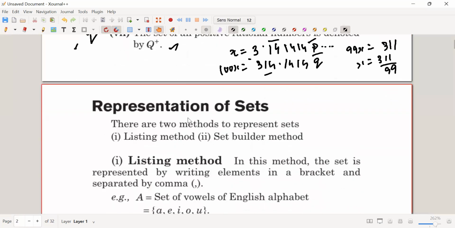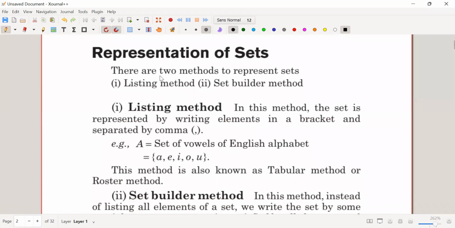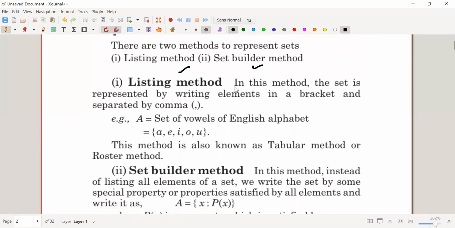All right. Then representation of sets. There are two methods to represent sets: the listing method and the set builder method. Listing method: in this method, the set is represented by writing elements in brackets, separated by commas. Example, set A, the set of vowels of English alphabets. What's your good name? Full name. Set of vowels from your name. A-R-U-N, R-A-M. So A and U.